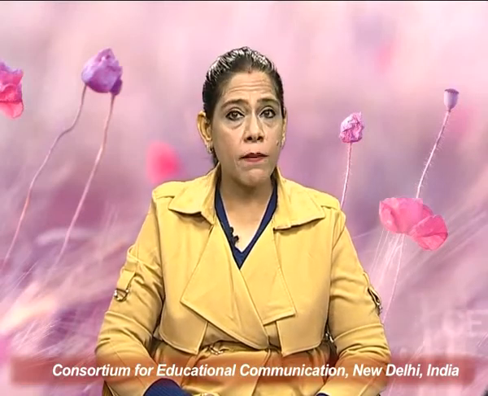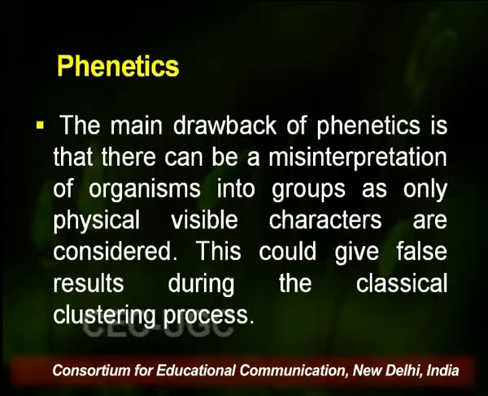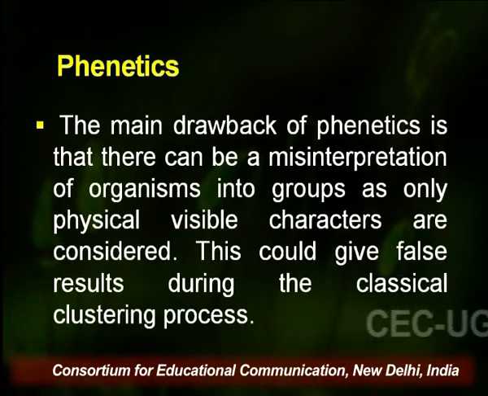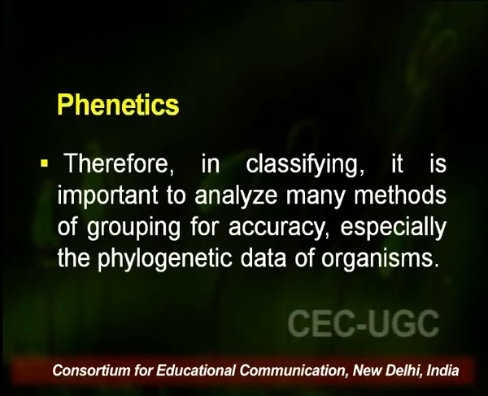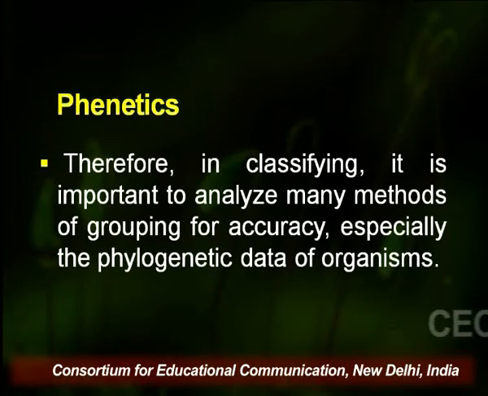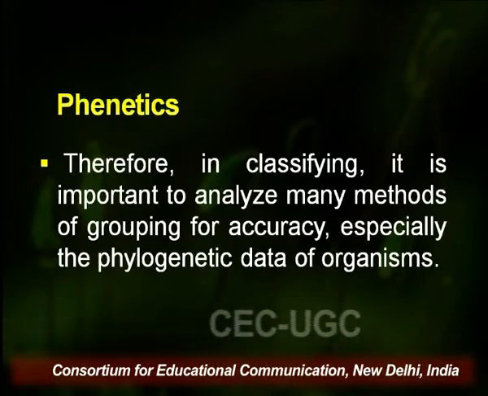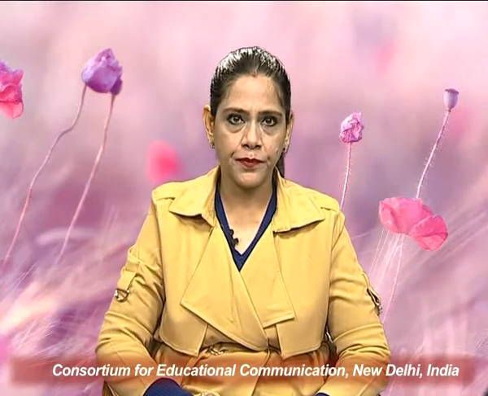The main drawback of phenetics is that there can be misinterpretation of organisms into groups, as only physical visible characters are considered. This could give false results during the classical clustering process. Therefore, in classifying, it is important to analyze many methods of grouping for accuracy, especially the phylogenetic data of the organism.